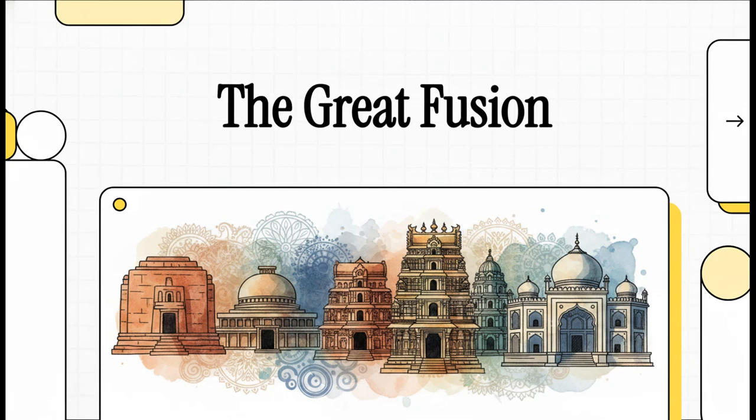Welcome to this explainer. Today, we're decoding how the visual identity of Indian architecture isn't just some static collection of old buildings. It's actually a living, breathing timeline. The history of India is written directly into its stone, its spires, and its empires. Let's get right into it.